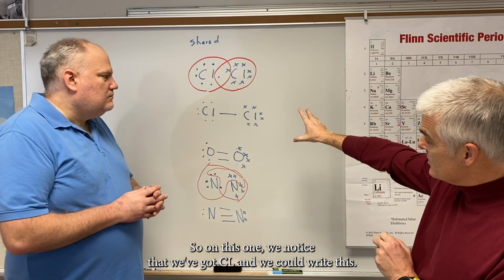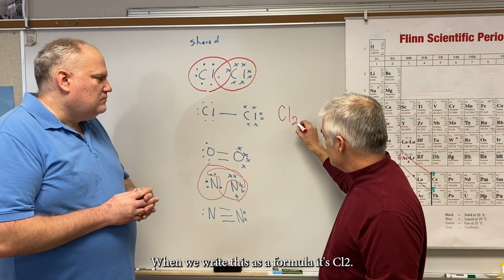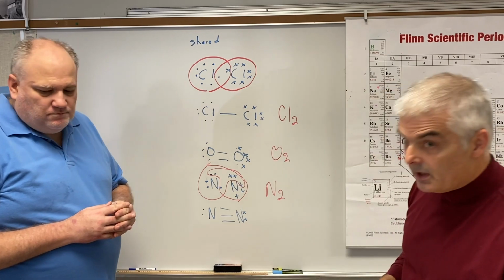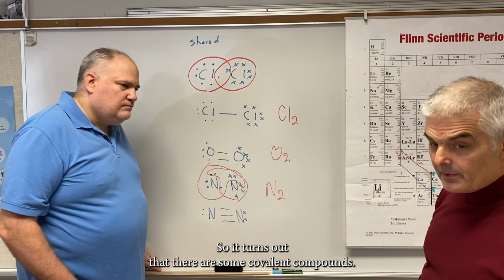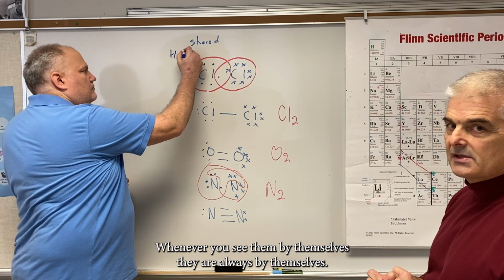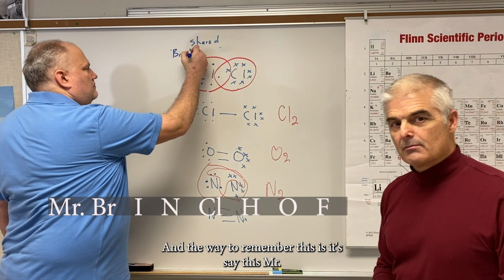So on this one, we notice that we've got Cl, and when we write this as a formula, it's Cl2, this is O2, and this is N2. So it turns out that there are some covalent compounds that, whenever you see them by themselves, are always by themselves. And the way to remember this is to say this, Mr.